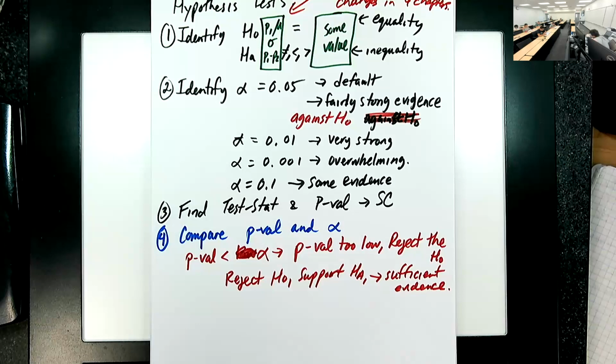How do you find the test stat and p-value? I think I'd be doing it in StatCrunch. You already wrote that down yesterday, right? Like how to find it. I'll do it again once I get to the list.